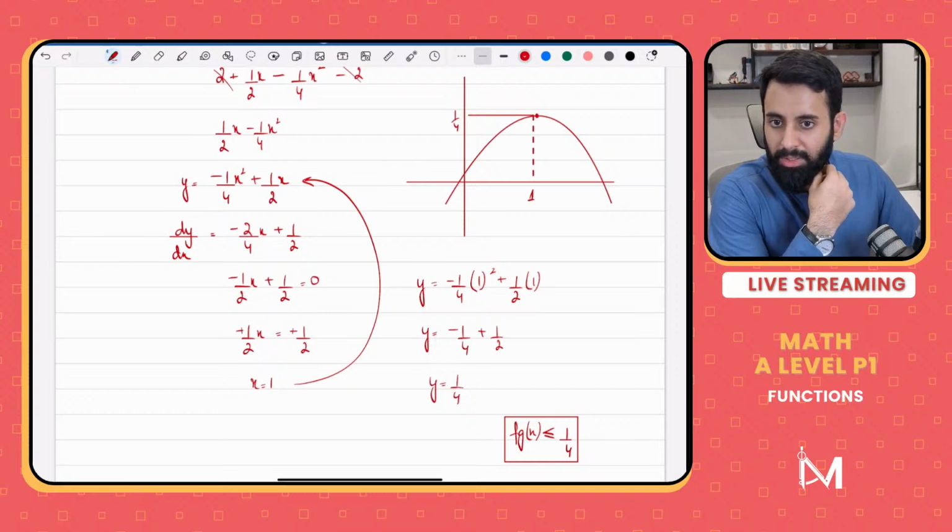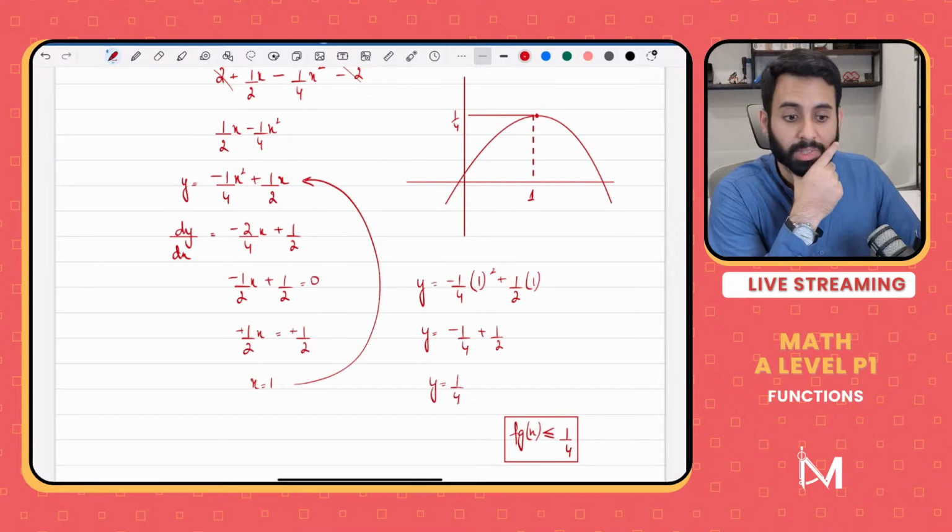So inverse is a tricky concept. Okay, and we're also going to do, in fact, no, sorry, in the next stream we are going to do something else. In the next stream we're going to do domain and range of composite function. Yeah, we're going to do inverse and domain and range of composite function.